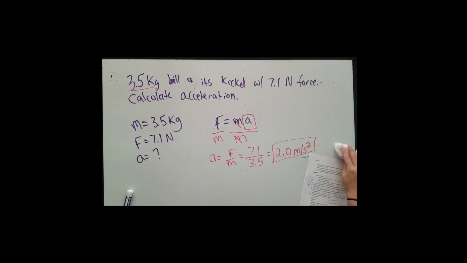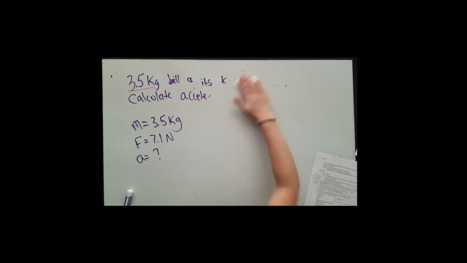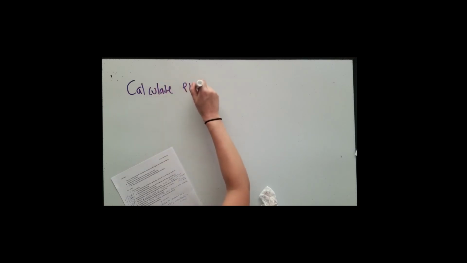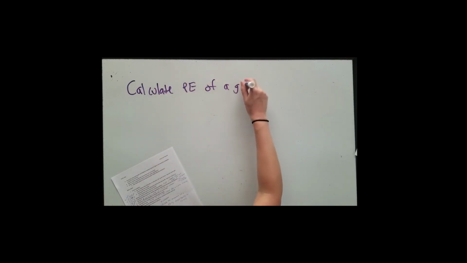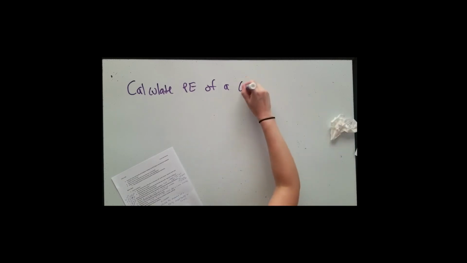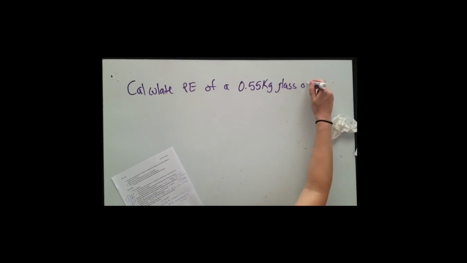So be able to calculate work, kinetic energy, and potential energy. So review problems involving any of those 3 types of energy. There's some on the practice exam, and also review old exams with those types of problems. I'm going to do one type where we are going to calculate the potential energy of a glass, a 0.55 kilogram glass on a counter.